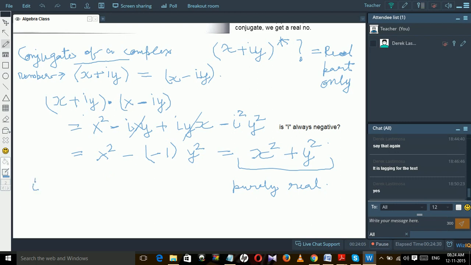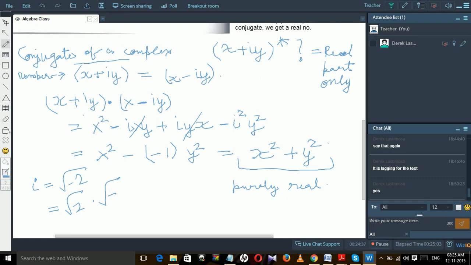Is i always negative? Yes. Like iota has a value. Earlier, you must have read in your earlier classes that the square root of minus 2 is not defined. But today, in 10th standard, you are learning new concepts. So we have a definition for the square root of minus 2 as well. Previously, it was not defined to us, but now it is.